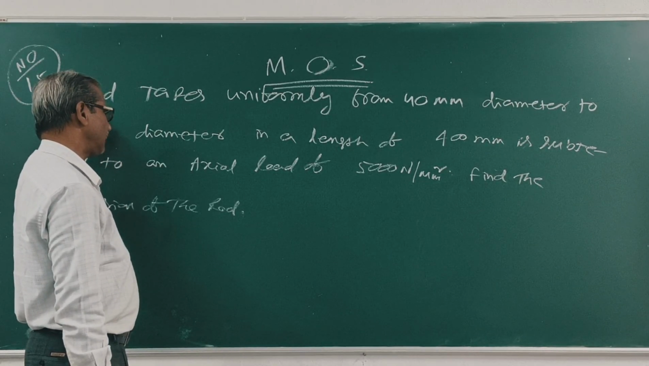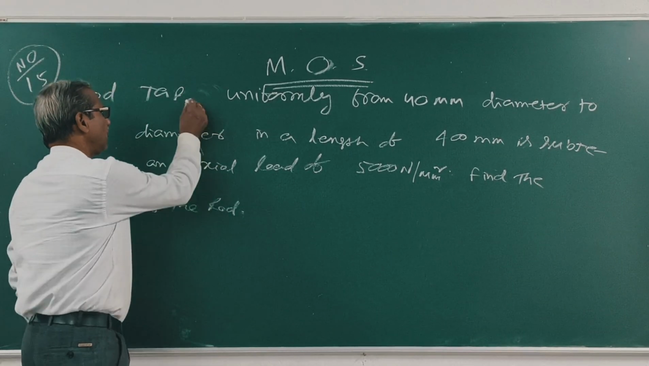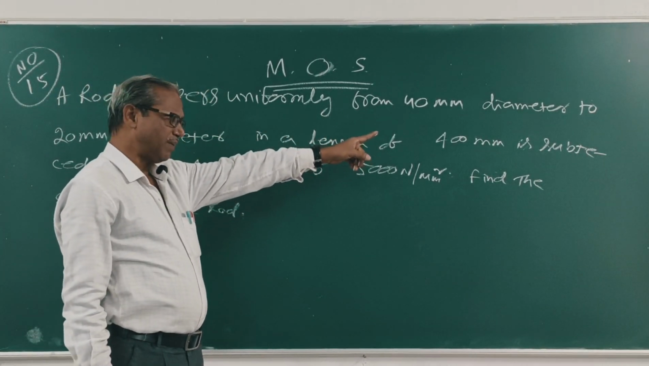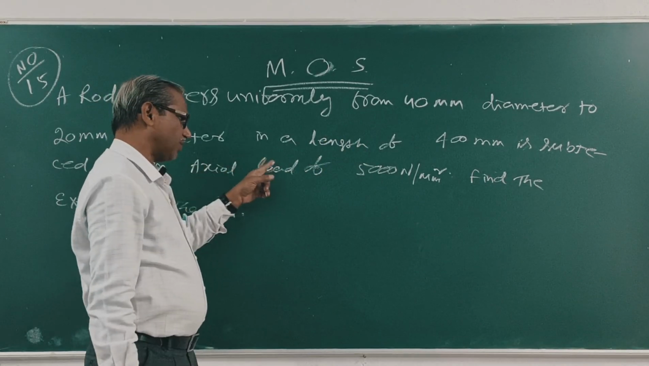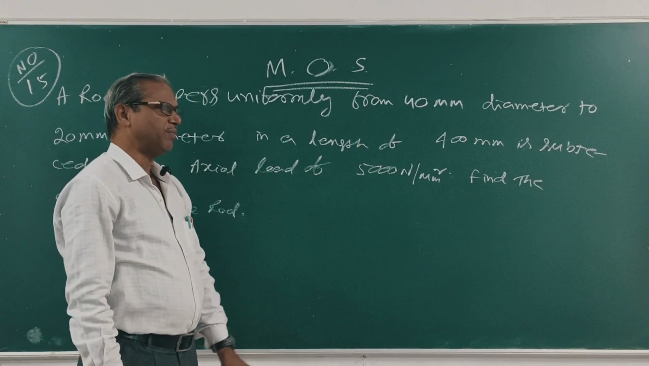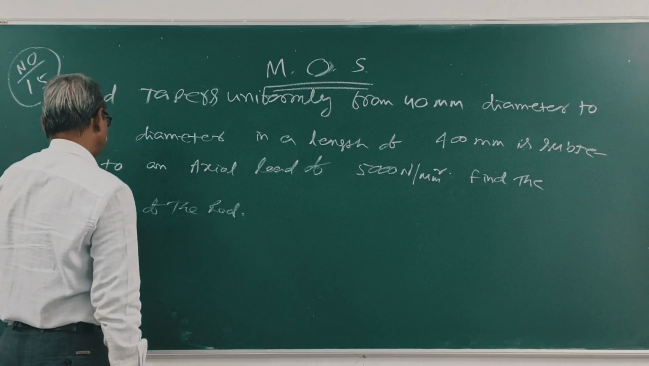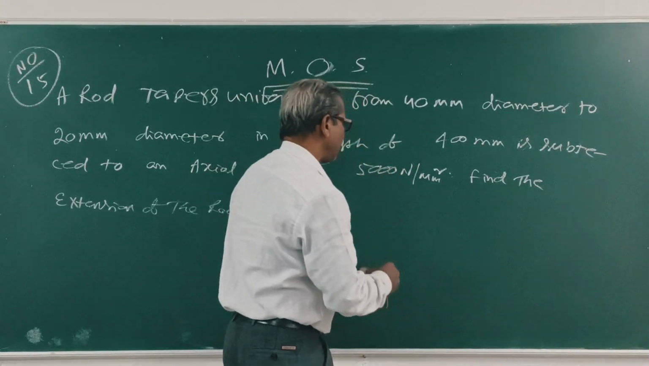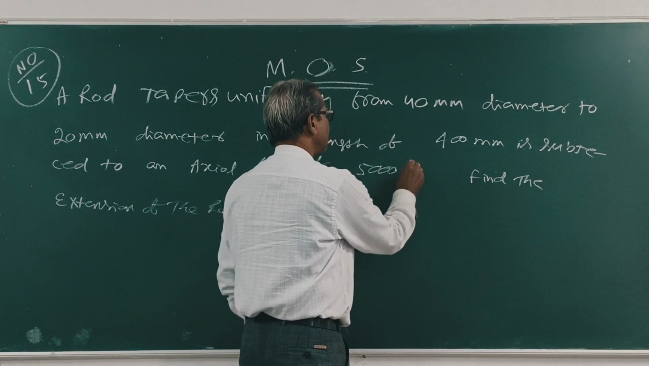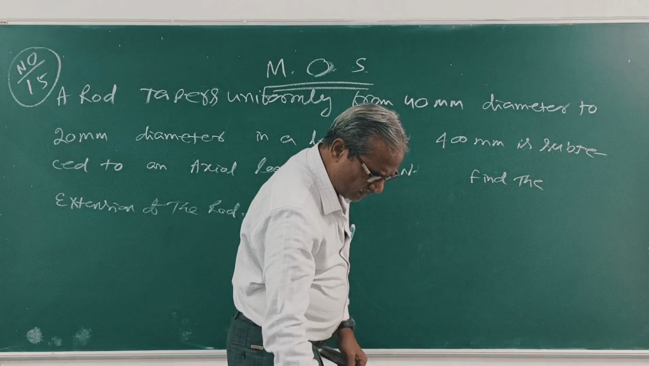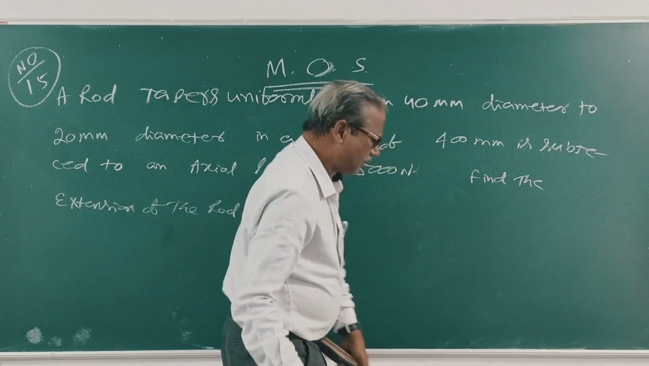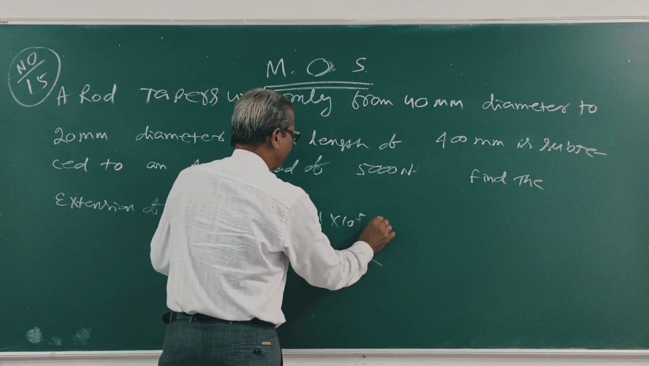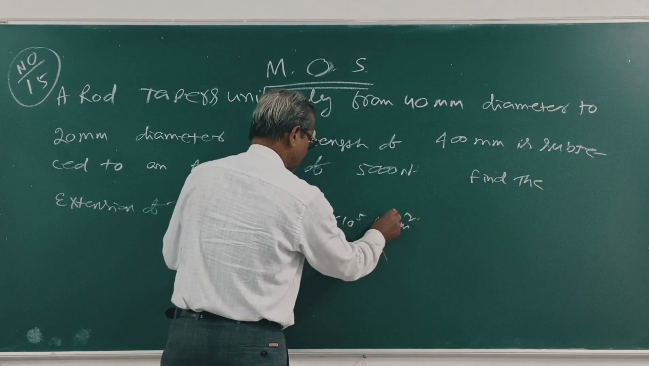The question is a rod tapers uniformly from 40 diameter to 20 diameter in a length of 400, subjected to an axial load of 5000 Newton. Find the stress in the rod. Take Young's modulus E is equal to 2.1 into 10 to 5 Newton per mm square. Right?